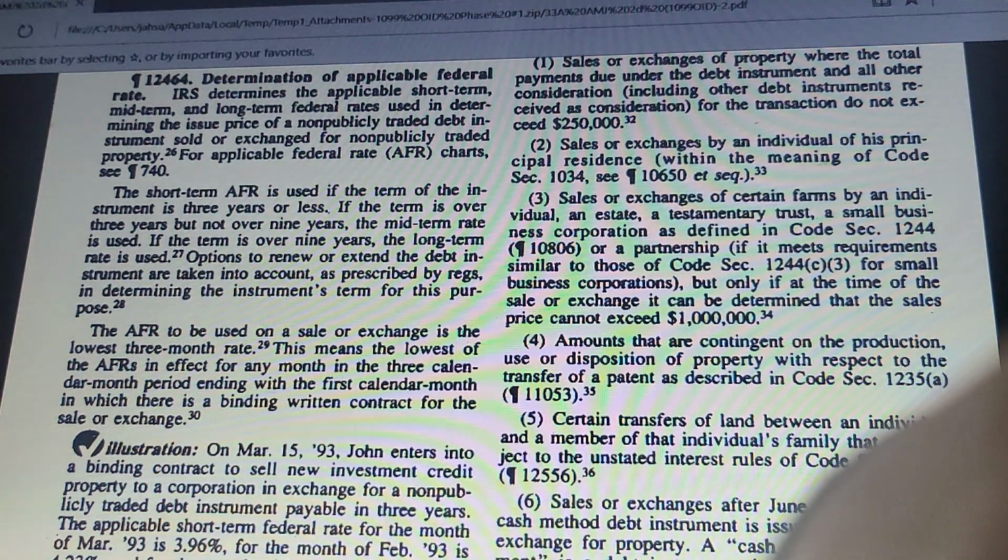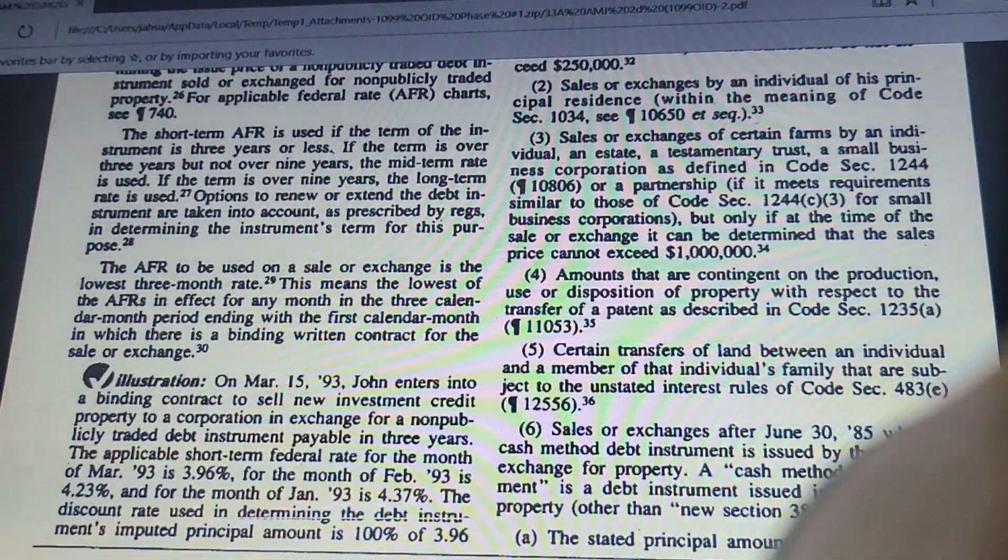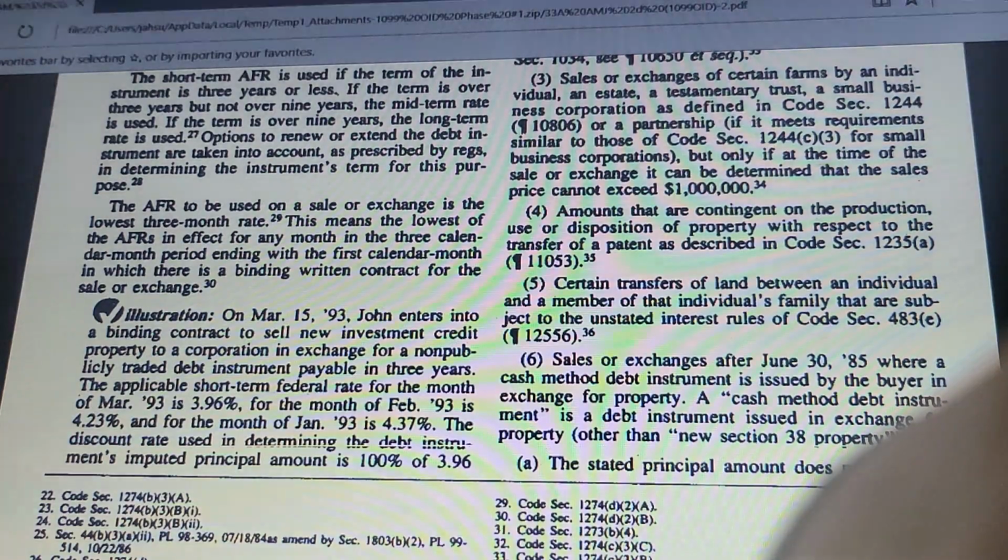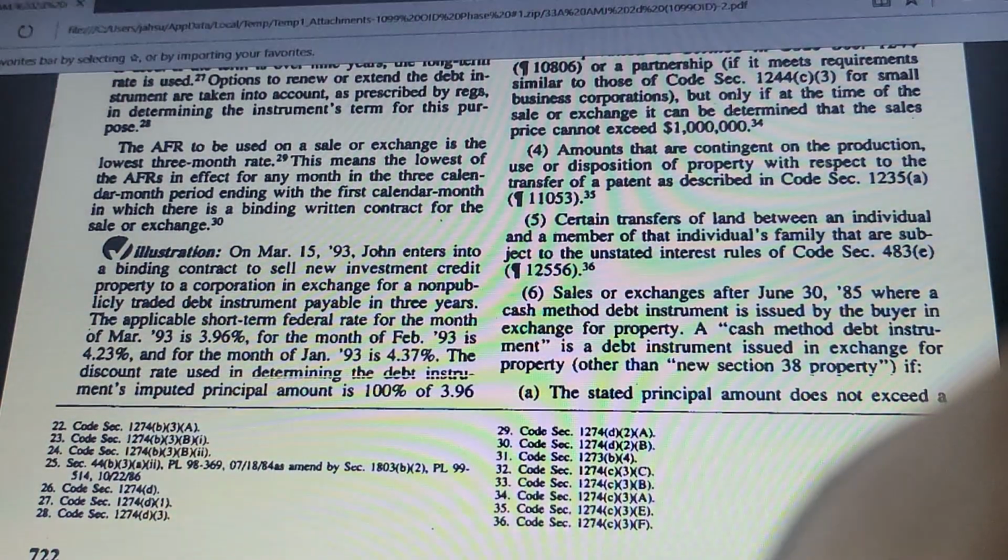Certain transfers of land between an individual and a member of that individual's family that are subject to the unstated interest rules of Code Section 483(e) (¶12556). 6.